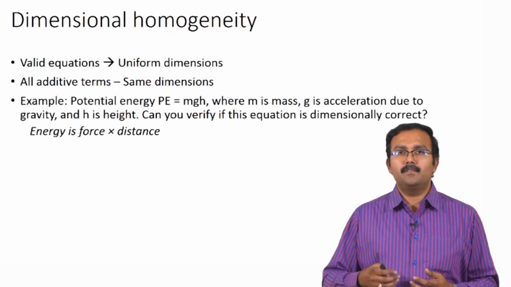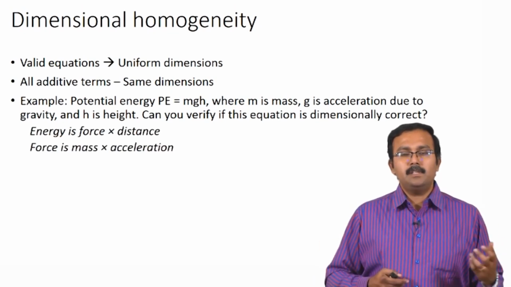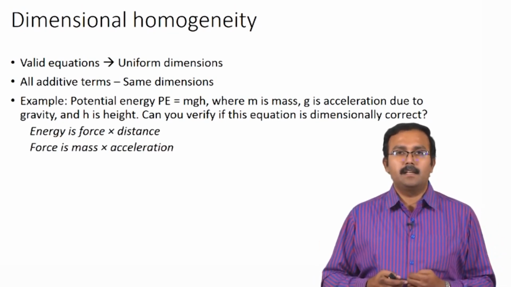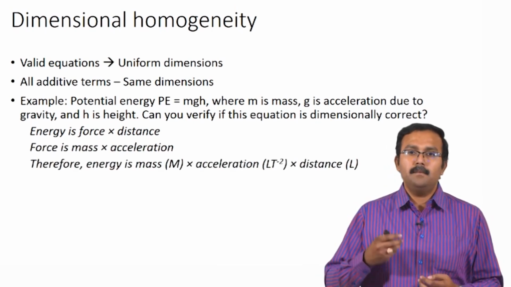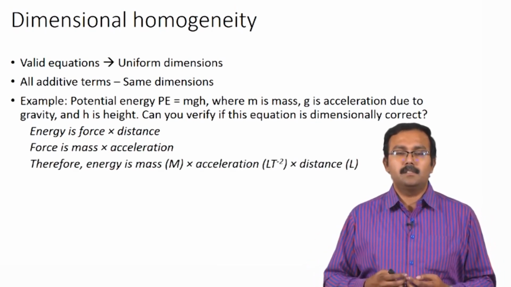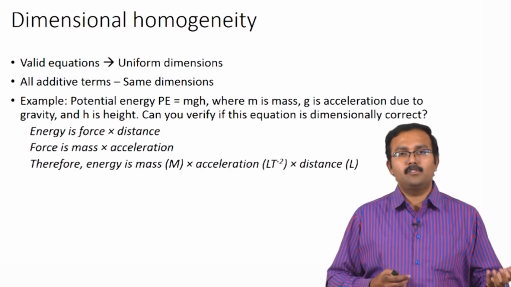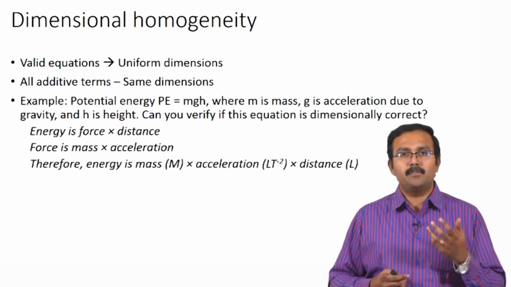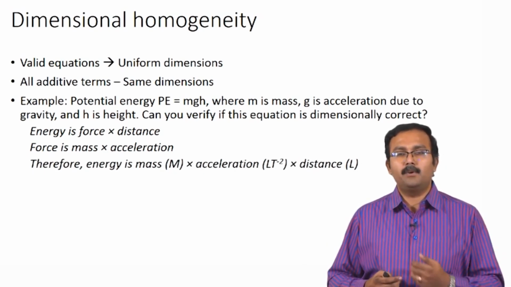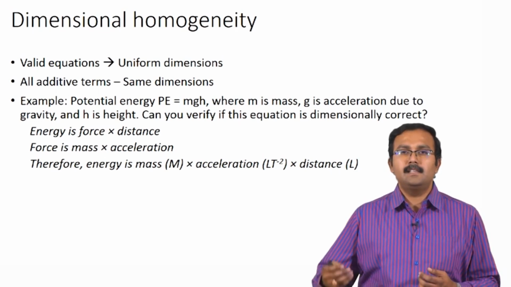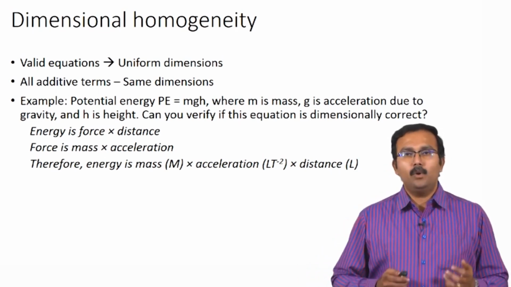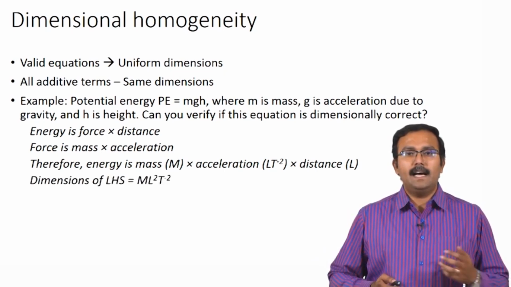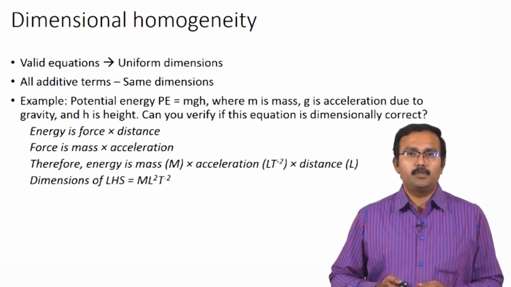Energy is defined as force times distance. Force is defined as mass times acceleration. So energy is basically mass times acceleration times distance. So we know that the dimension of mass is M, dimensions of acceleration is L t to the power minus 2, and distance is L. Therefore, it gives the total dimensions of the left hand side as M L squared t to the minus 2.